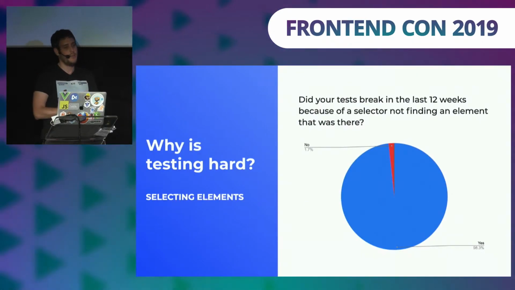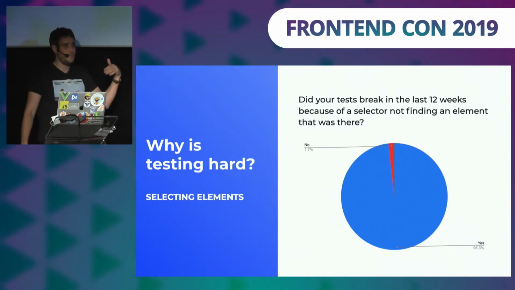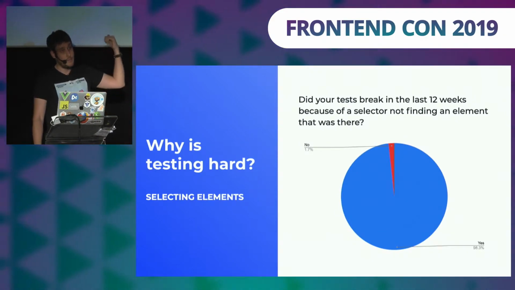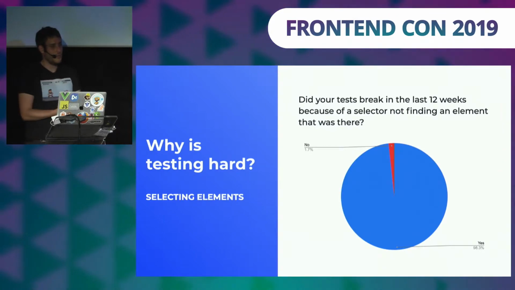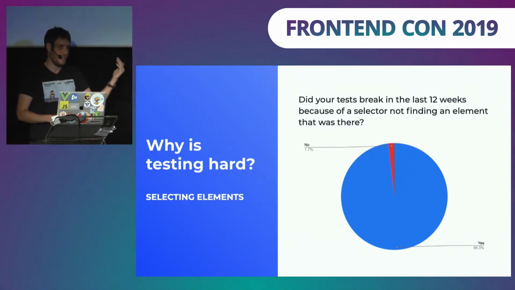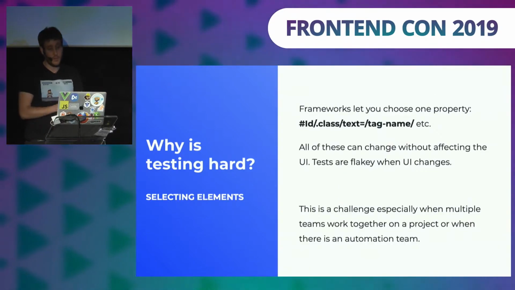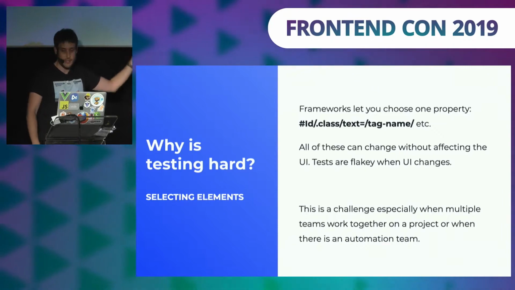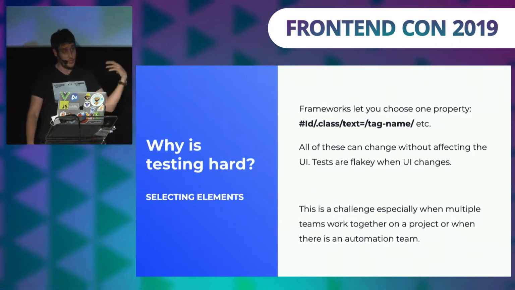So why is it hard? When I polled the same people about the last 3 months, selectors break a lot. When you have an element on the page, and it has a class, and then you start integrating external teams to your project, it will break. So frameworks that you choose one property, like an ID, a class, a text, tag name, whatever, and all those can fundamentally change without changing the UI.